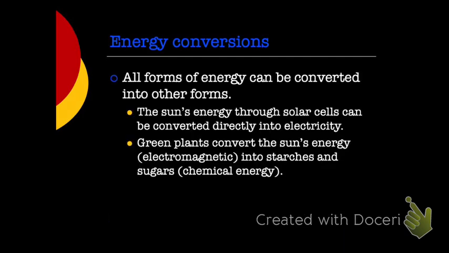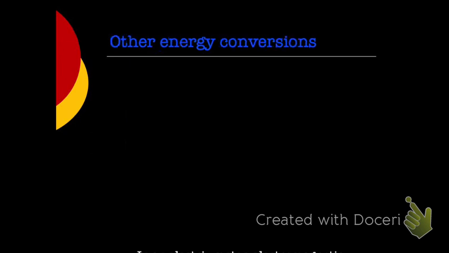Okay? So this first bullet says the sun's energy through solar cells can be converted directly into electricity, right? That's how solar panels work, right? That's a very broad stroke of how solar panels work, but the sun's energy is captured in solar cells and then it's converted into electrical energy. Green plants convert the sun's energy into starches and sugars, which we consume, right? Which then we convert to chemical energy. So there's all sorts of things we can look at.